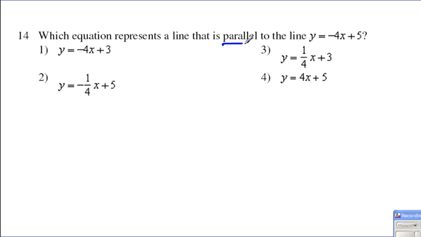Alright, line has to be parallel. It's been a while since we talked about this one. Parallel means slope has to be the same. Now, which one of these 4 has the same slopes? This one. That would have been our final answer.